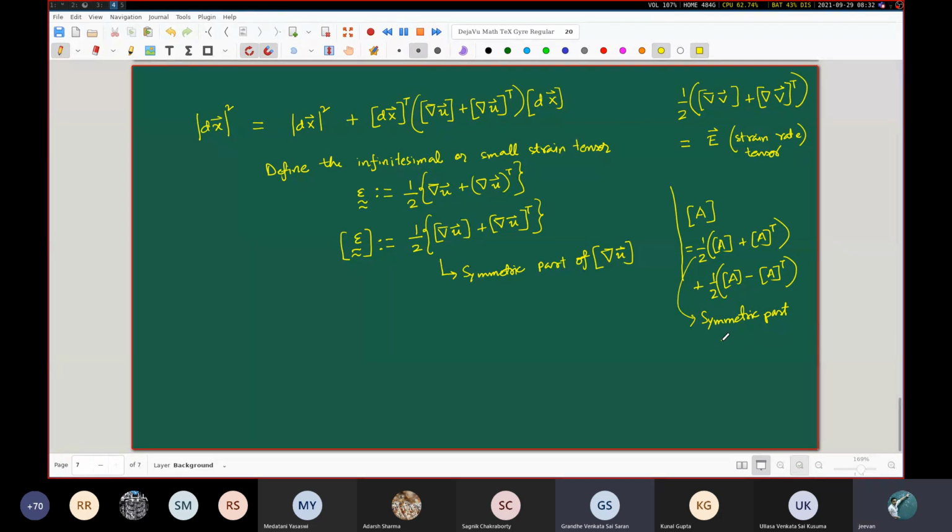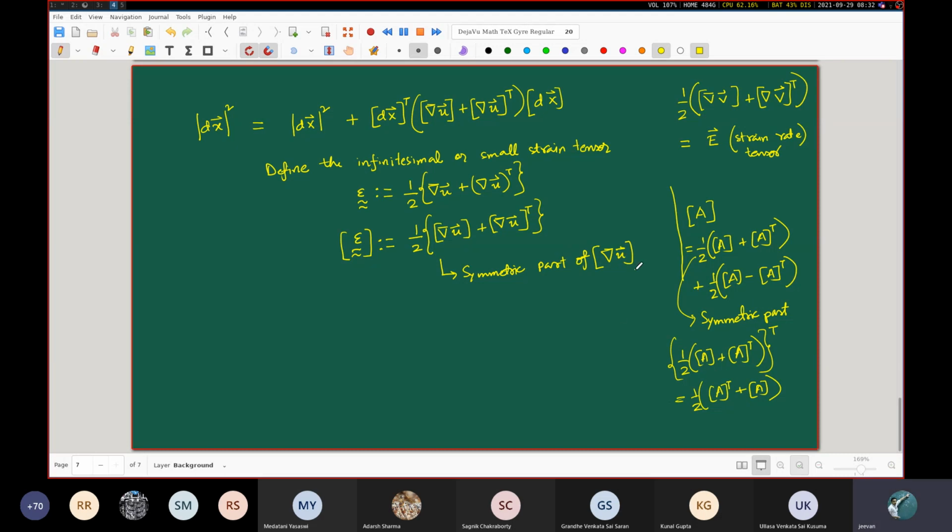Exactly. Or you can simply note that if you consider this part and take the transpose of that, it will result in the same thing. Why? Because you can do it in one line. If you take the whole thing and take the transpose, it will result in the same thing. So A transpose is simply A. Just the order of this thing has changed, but it is the same thing because matrices are commutative.